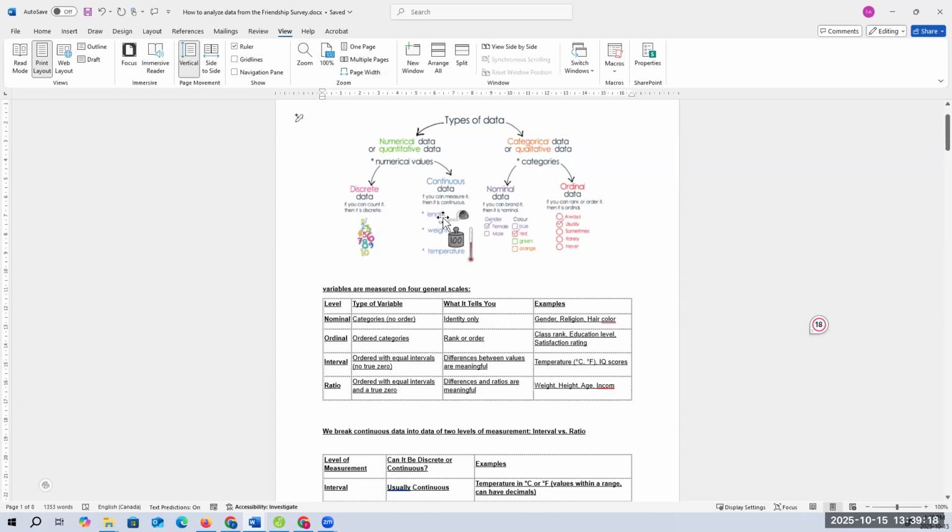So something like length, height, weight, temperature, these would be continuous. If we can measure it, then it's continuous. And discrete, you can count it. If you can count it, then it's discrete.